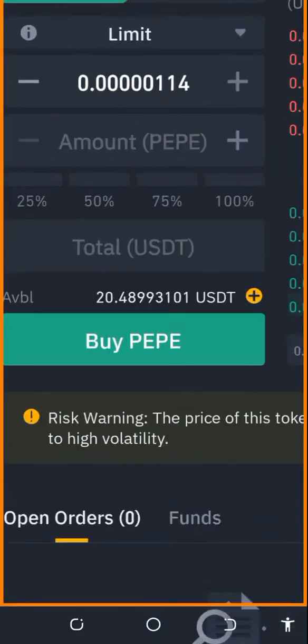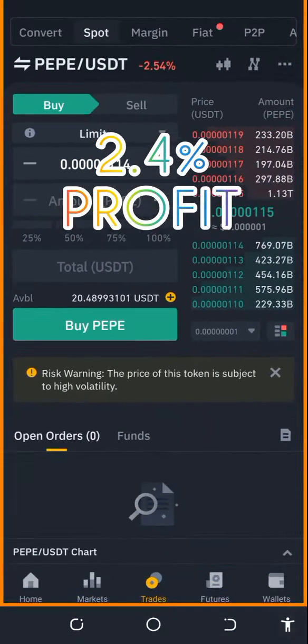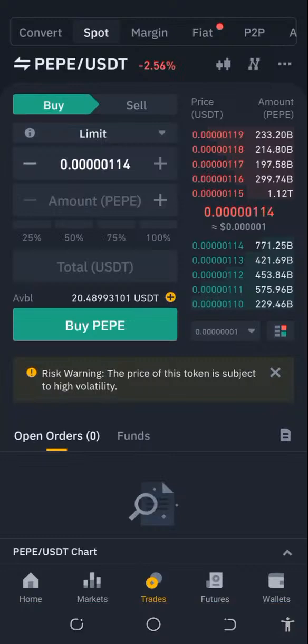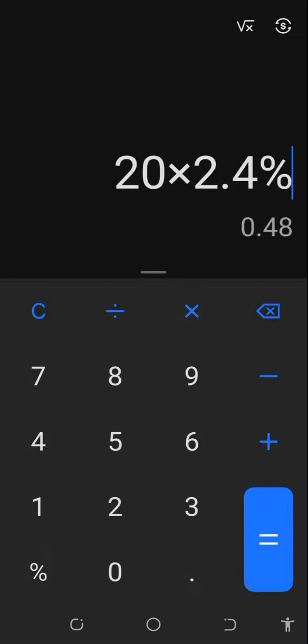As you can see, this is about 2.4% profit. And just imagine that you put in $1,000. What would you make? Let's go and check the calculations. If you put in $1,000, what would you make? This is 20, and we say times 2.4%, and we got 48 cents.